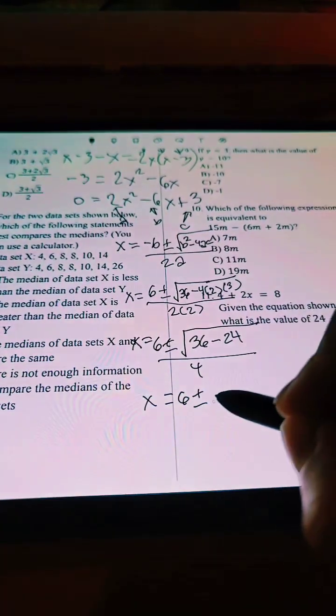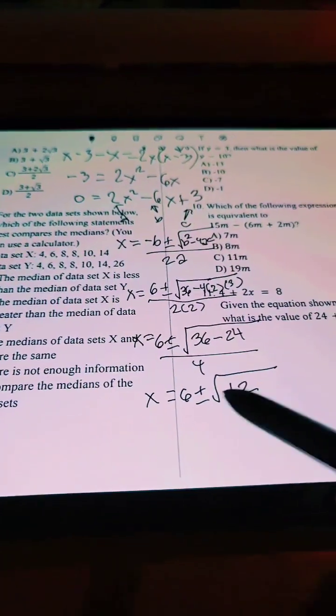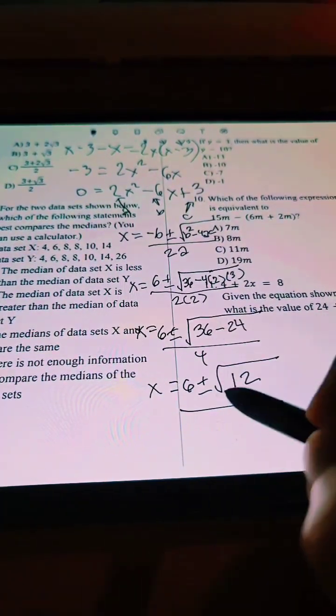So 6 plus or minus the square root of, and then that's going to be just 12. And then we have over 4.